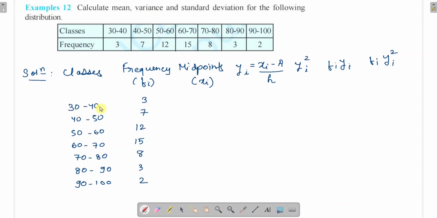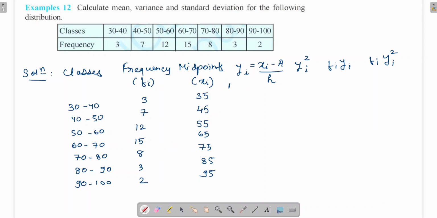The midpoint of 30 to 40 will be 35, the midpoint of 40 to 50 will be 45, then we will get 55, 65, 75, 85, 95. Now yi is equal to xi minus A divided by h. This we will calculate later.